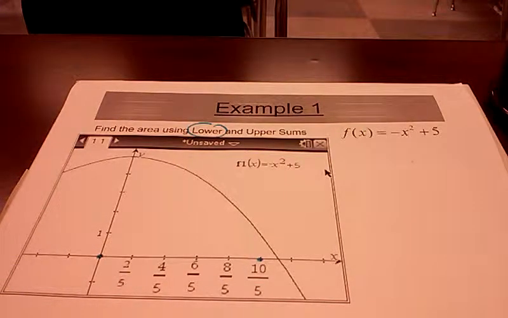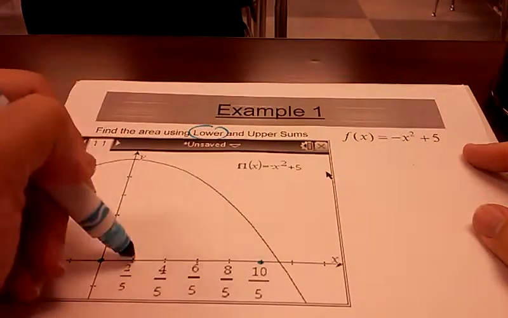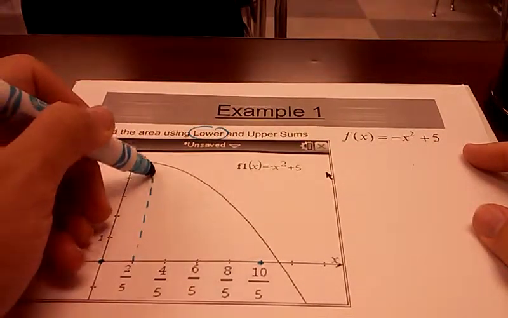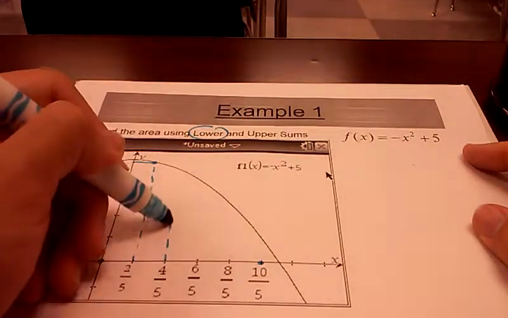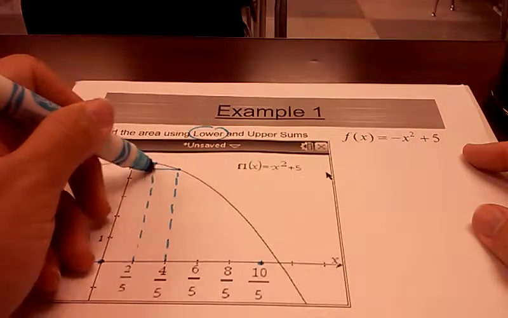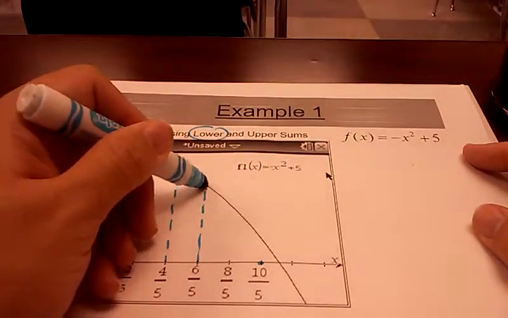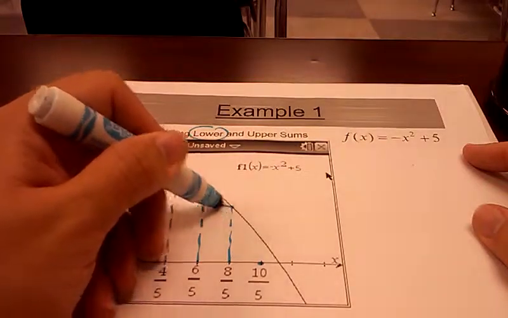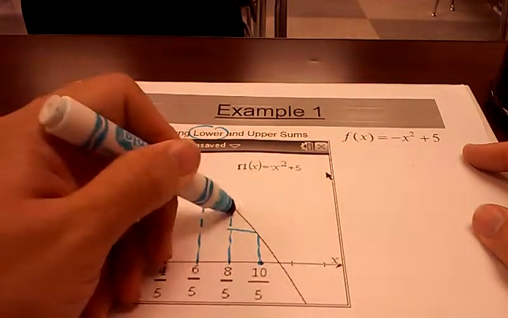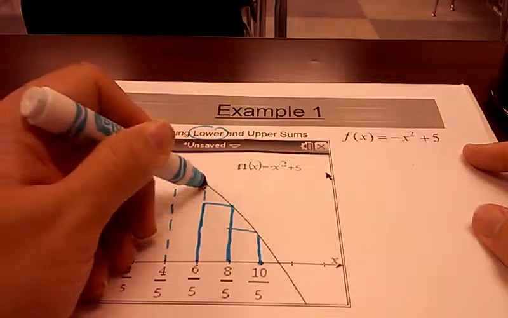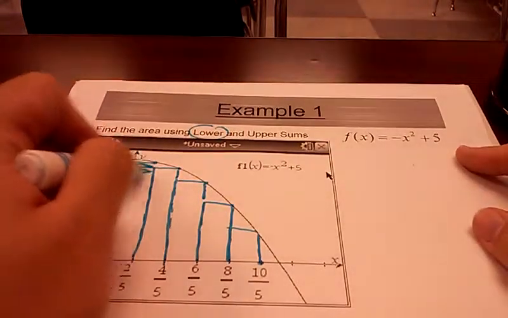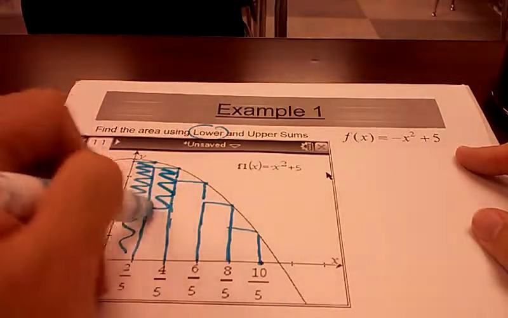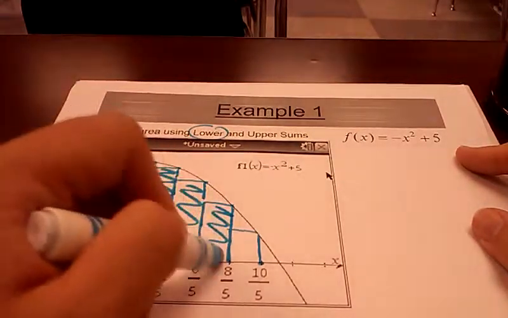So if I wanted to draw rectangles on the inside of this shape, then I noticed that I would go up at 2/5 and draw over, and so there's one rectangle, and do the same thing here, and then do the same thing here, and here, and there. And so these would be my inscribed rectangles. And even though this wouldn't be an exact answer for the area, it would sure enough be close to it.